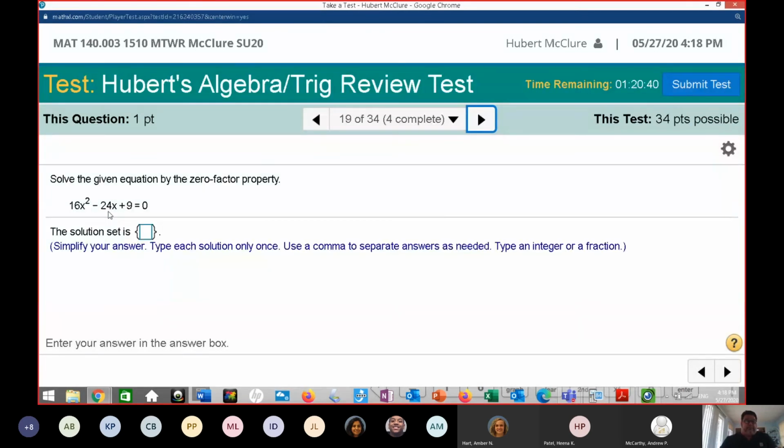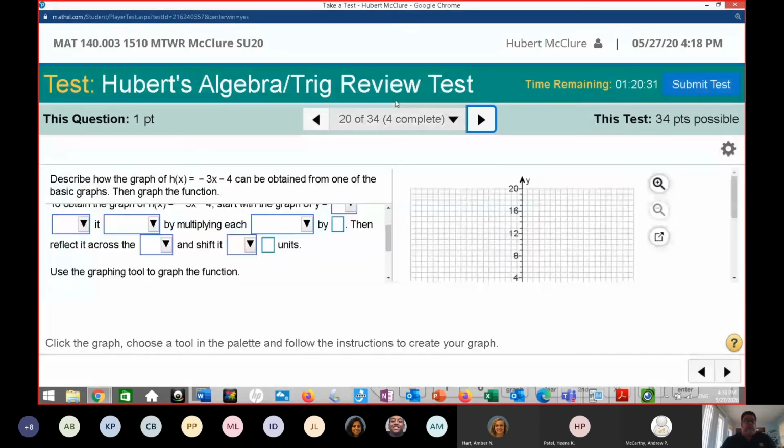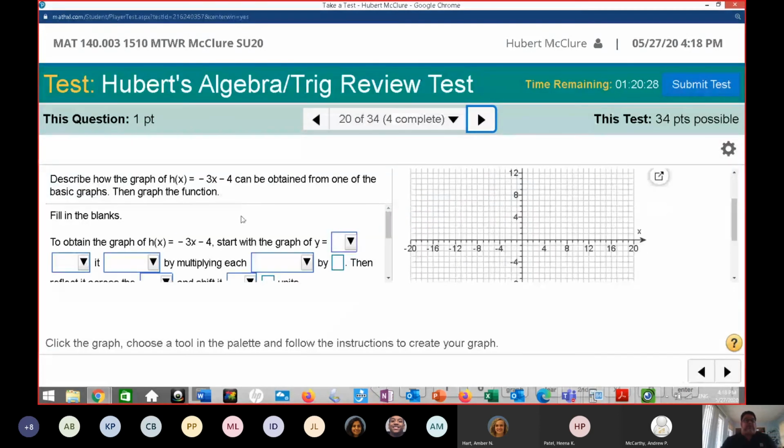Solve by factoring and setting equal to 0. What the heck? Oh. Describe the graph of h of x is equal to -3x minus 4. You know, you got a y-intercept of -4. You got a negative slope, -3/1, and that's 3 up, 1 over, 3 up, 1 over, 3 up, 1 over. And that's what that's asking.